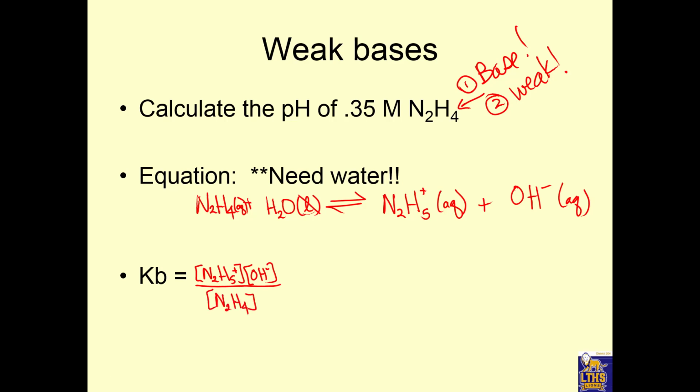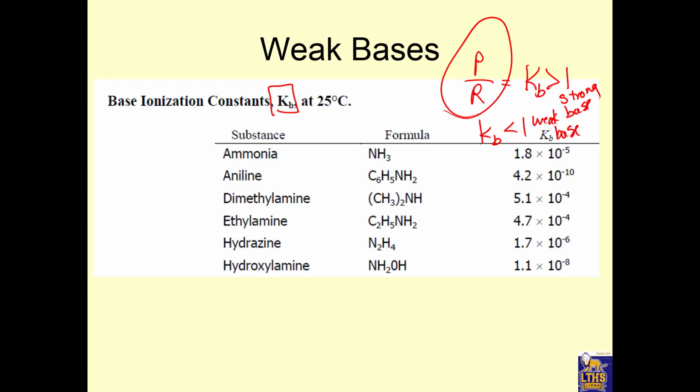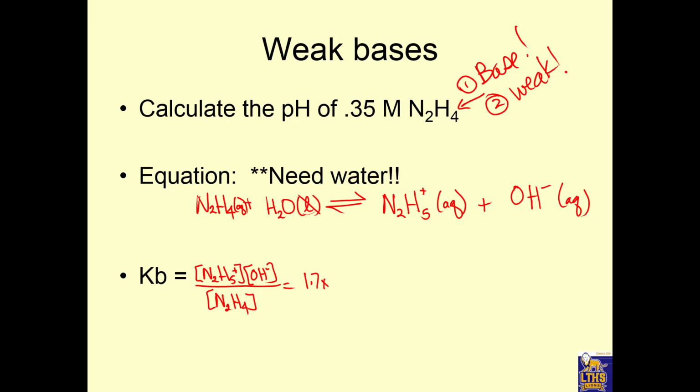N2H4. Okay. Now, you can look it up on the chart here. This is hydrazine, 1.7 times 10 to the negative 6. So, initially, we have 0.35 molar of this, none of that, none of that. That's going to change. Some of that's going to dissociate, and we'll get some of that and some of that. So at equilibrium, we'll have 0.35 minus x for that, and we'll have x of that and x of that. So that we could plug it in: x and x over 0.35 minus x.